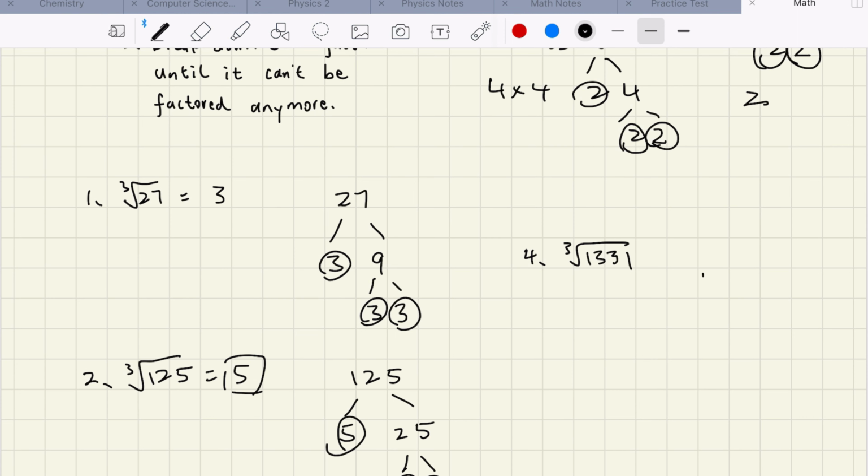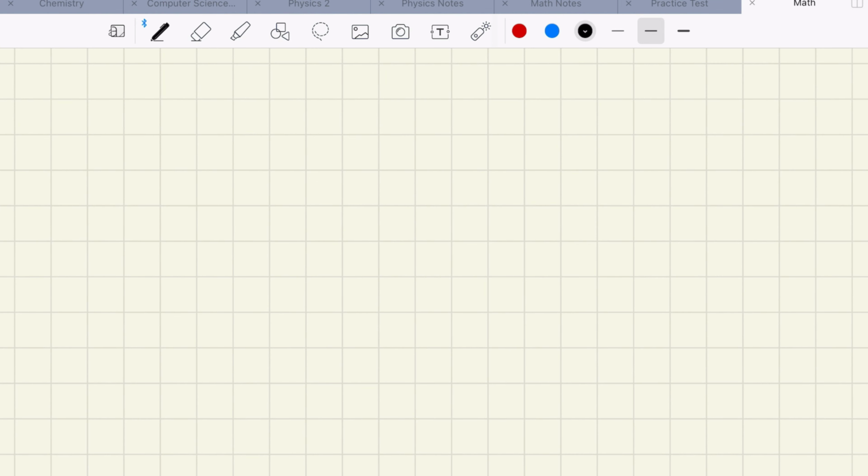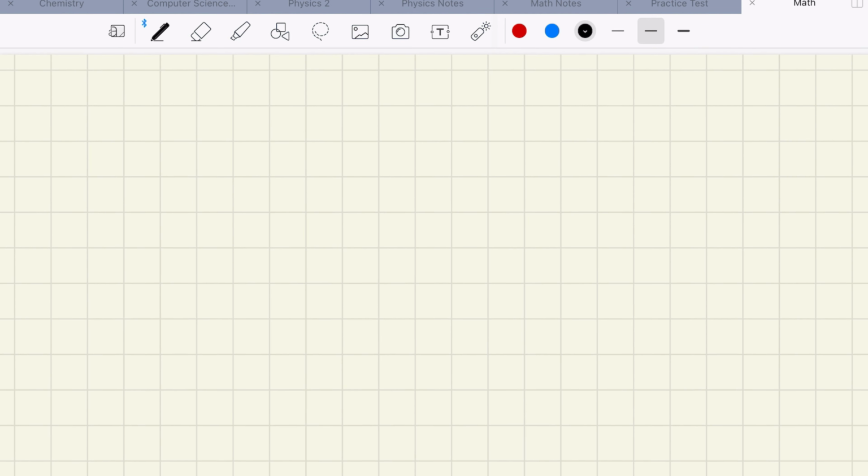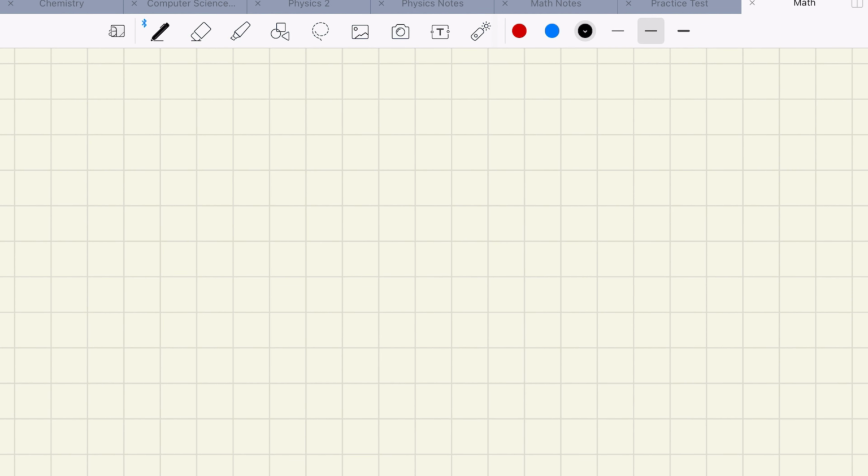Right, so now let's try some problems that require many steps during the factoring or during the factor tree. So let's try a rather small number first. The cube root of 216. Right at the top, 216. Now since it is an even number at the end, 2 is definitely a factor. So 2 times 108 is 216.